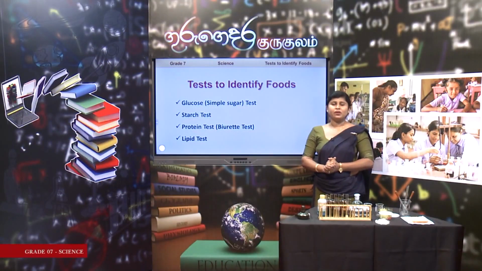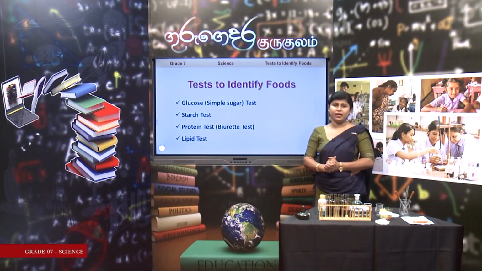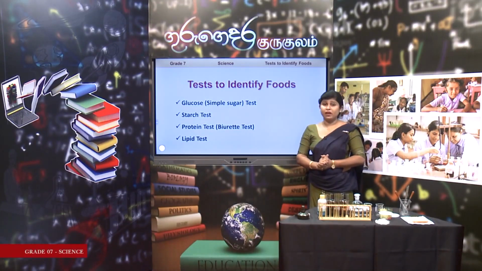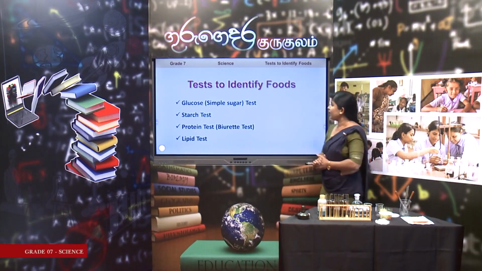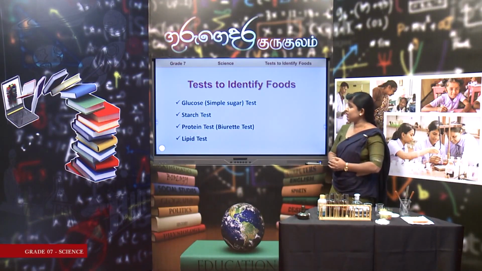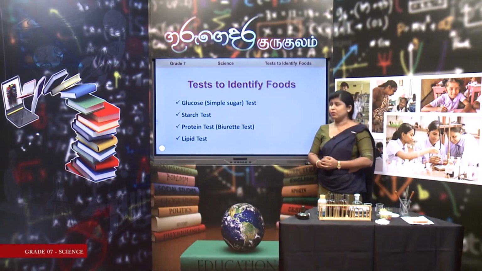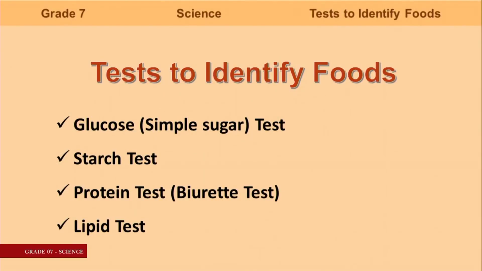Children, now we are going to learn how to identify different nutrients in a food item. In our syllabus, we have got 4 tests. There are 4 food tests. Let's see. Test to identify foods. First one is simple sugar test, or we call that glucose test. Number 2, starch test. Number 3, protein test or biuret test.